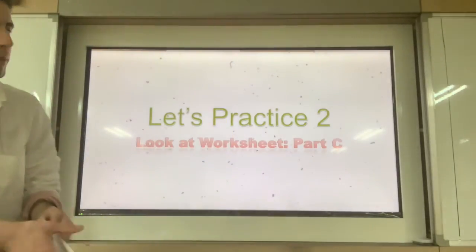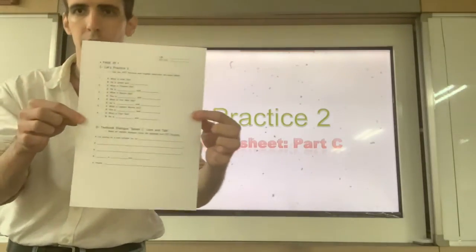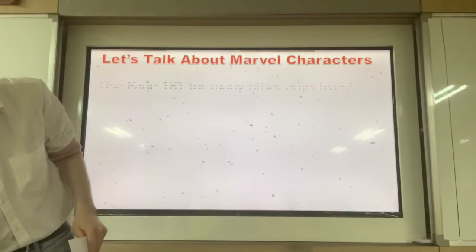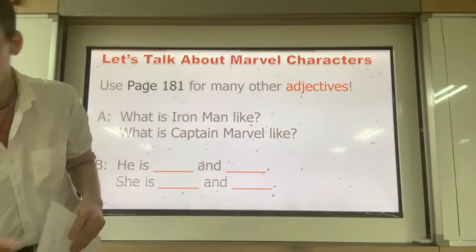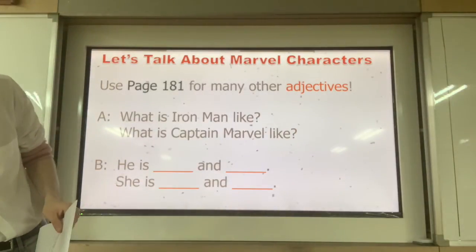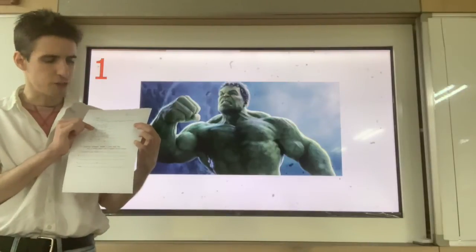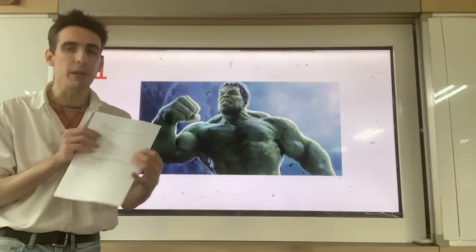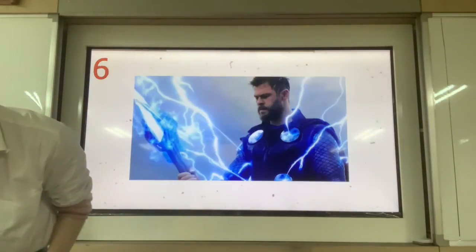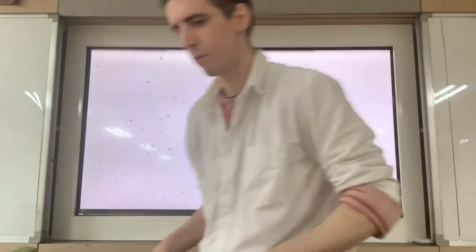So, for this part, you look at part C on the worksheet, which is on the back, and we're going to talk about Marvel characters. So remember, you can use page 181 to help you. The first one is Hulk. I said he is green and blank. So give me another adjective. All right, guys. So here's all the pictures. What we're going to do is we're going to look at our textbook now. Here we go.